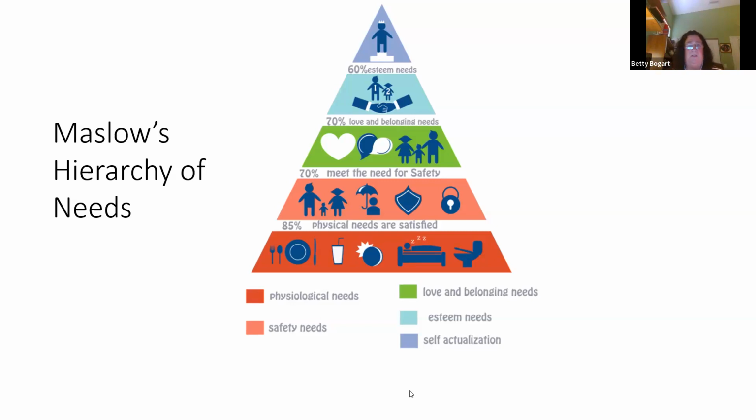So Maslow, the physiologic needs. What do I need? I need a heart rate. I need vital signs that are good. I need my height, my weight. That's all those sort of things.